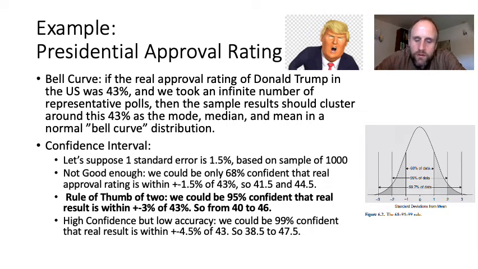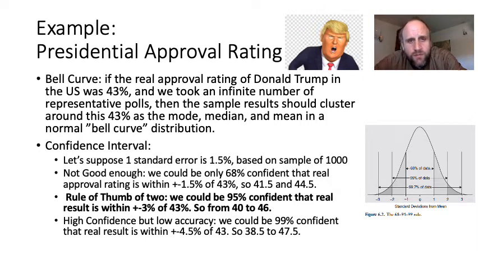So if we go with a confidence interval of 1 standard error, we could be 68% confident that the real result is within plus minus 1.5% of 43%. So either 41.5 minimum or 44.5 maximum. That's a pretty tight range, but we can only be 68% confident that the result actually is within that framework. That's generally not good enough, as I mentioned before. 32% of the results could be outside of that. In other words, our sample could just be a blip that is not representative of the whole.